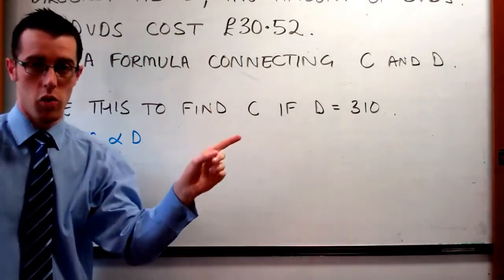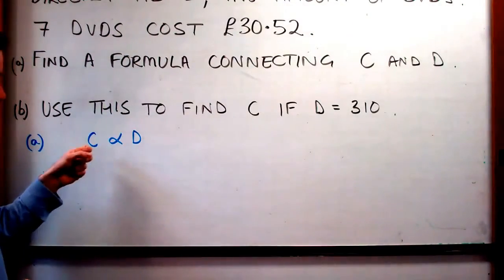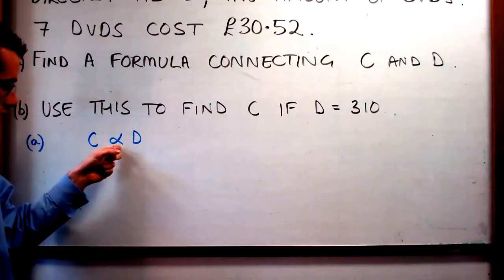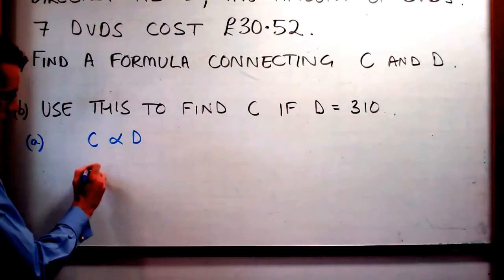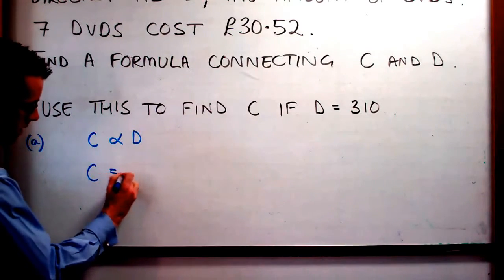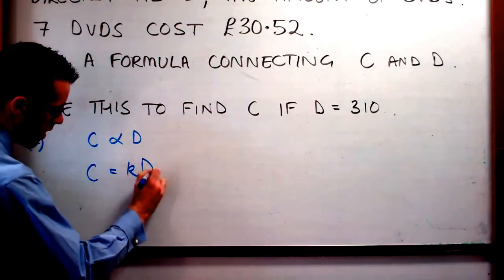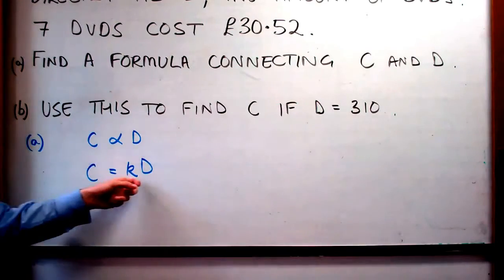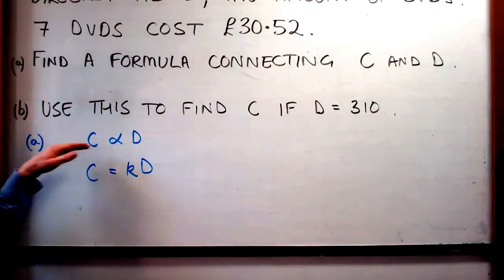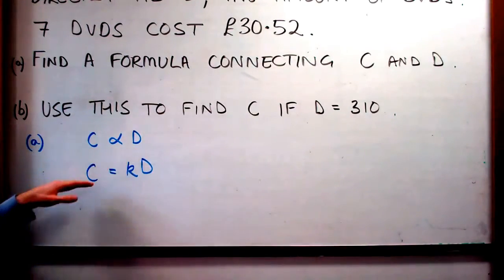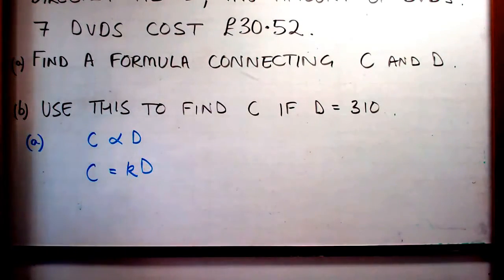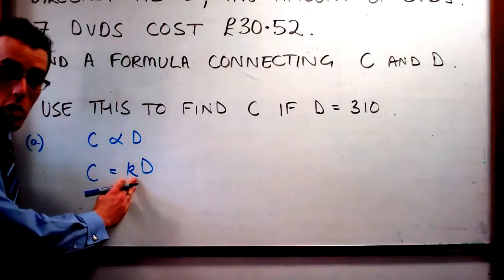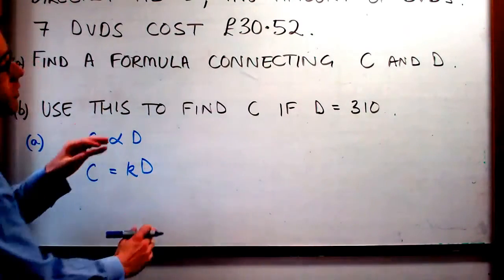We discussed in the video just previously that we can shorten that to C, then the little fish symbol for varies directly as D. Now what we can do is replace that with equals a constant times D. So C varies directly as D, and we also know that C is equal to a constant times D. What we've got to try and figure out is the value of this constant here.